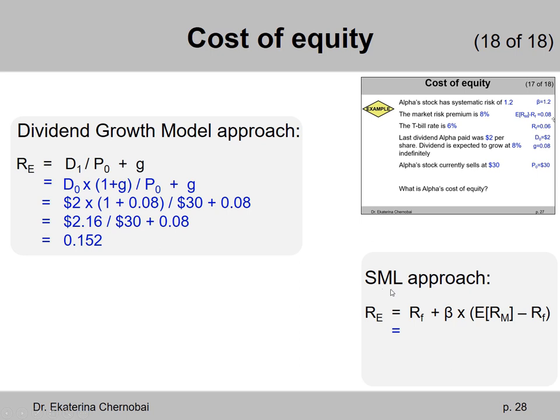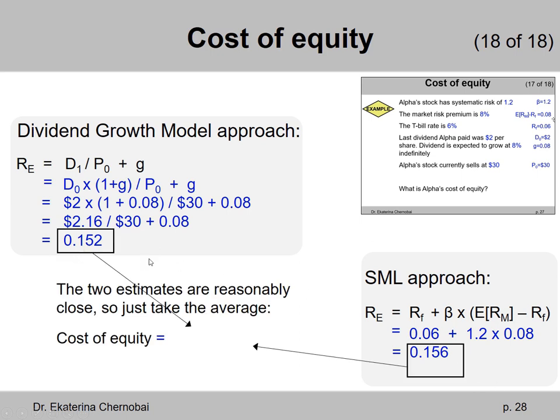We can also use the security market line approach, right, from the first three numbers that are given to us in this problem. That's the CAPM equation. The risk-free rate is 6%, in decimals 0.06, plus the beta is 1.2. The beta is then multiplied by 8%, the market risk premium, which is given, and we get 0.156 in decimals, which is the cost of equity of 15.6% to the firm. Well, the two numbers, 0.152 and 0.156, are pretty close.